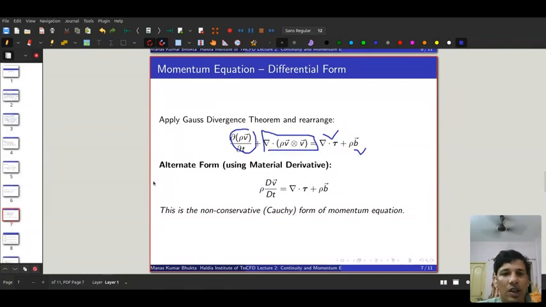Now the alternate form of that equation using the material derivative form. Since it is in the moving concept, the substantial derivative or total derivative, DV/Dt, multiplied with rho, will come on the left hand side of the equation. This whole term will be written as rho times DV/Dt, and the right hand side as it is. So this is the non-conservative or Cauchy form of the momentum equations. Understand?